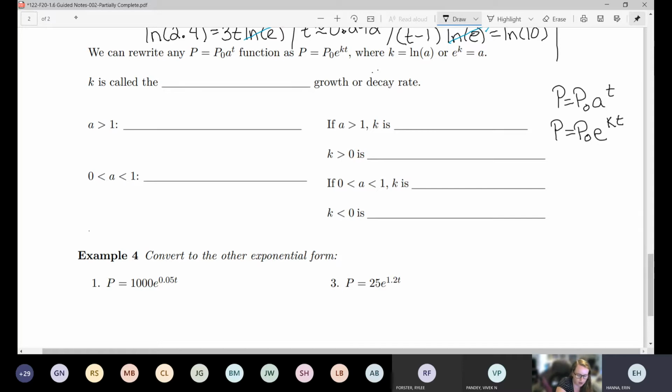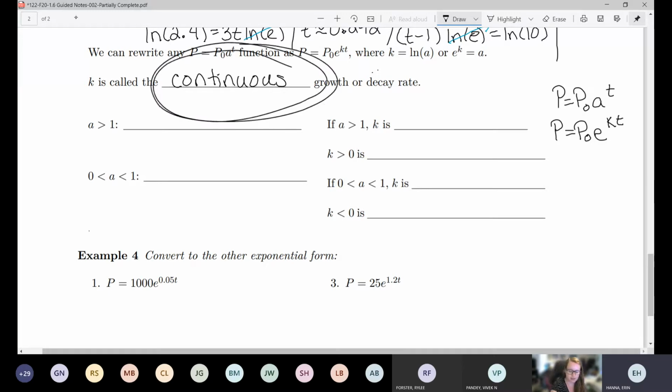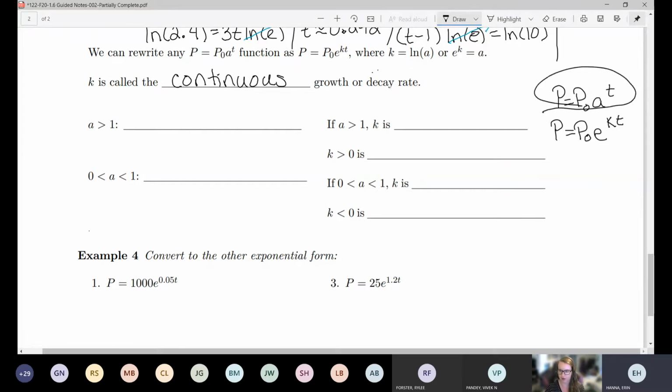So k is going to be called the continuous growth or decay rate. So when we start 1.7 in just a second, we're going to be doing some questions where it says something is growing at a continuous rate of, or decaying at a continuous rate of. If you see the word continuous, it means you're using this e to the kt form. If you just see the word rate and there's no continuous, then we're using the a to the t form that we already had.